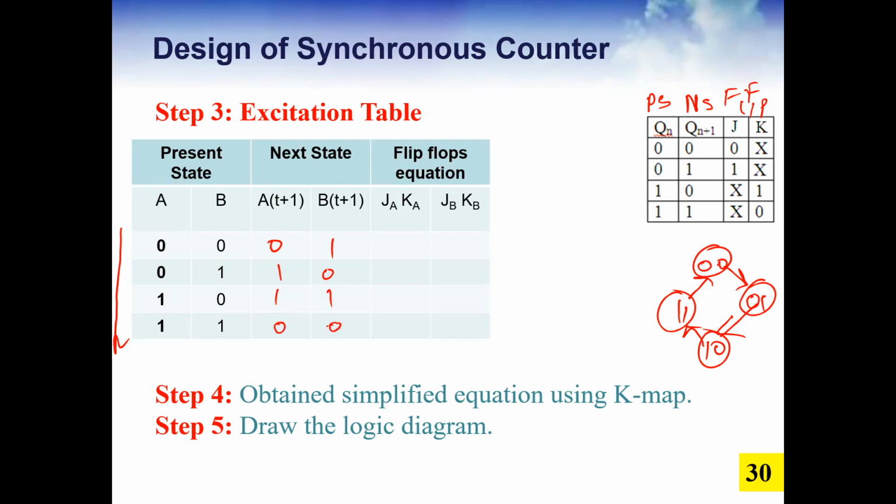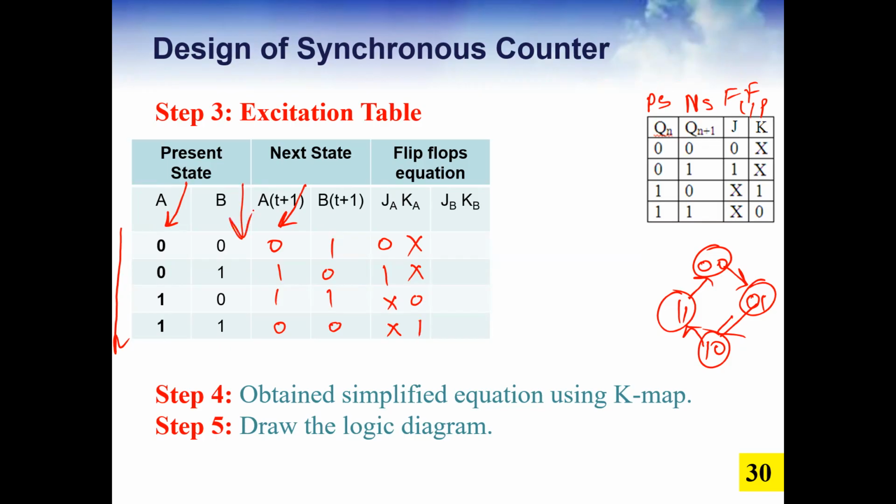Now, based on that, we will use the excitation table and complete the flip-flop equations. We need to focus on the present state of A and next state of A: 0, 0. From the excitation table, we can see it should be 0, don't care. Next one, 0, 1, so 1, don't care. Next one, 1, 1, which means don't care, 0. Then 1, 0, which is don't care, 1.